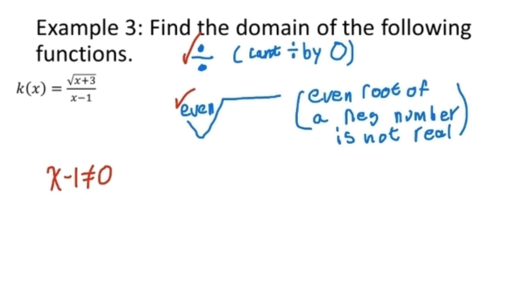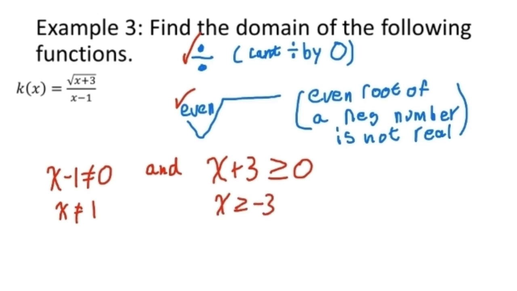Well, the expression underneath the even root is x plus 3. So in order for my function to be real, x plus 3 has to be non-negative. In other words, x plus 3 must be greater than or equal to 0. So I have these two conditions that have to be true simultaneously. x minus 1 cannot be 0, and x plus 3 must be greater than or equal to 0. If I solve both, the first tells me x cannot be 1. The second tells me x is greater than or equal to negative 3.